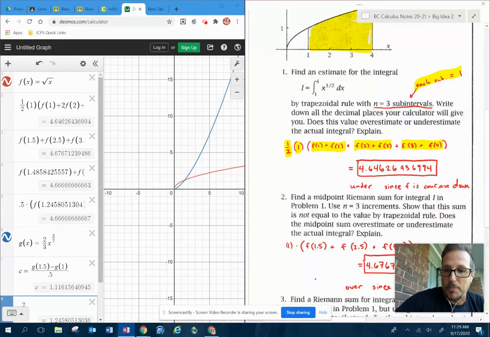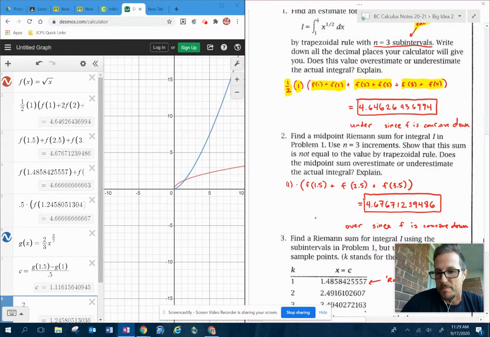We're going to do a midpoint Riemann sum. And before we even do it, we know a midpoint Riemann sum is going to be too big for a concave down curve. The midpoint of the first subinterval, 1 to 2, is 1.5. So I'm going to do f of 1.5 to calculate the height, and f of 2.5 and f of 3.5. Those are the 3 heights. Each of those subintervals still has a width of 1. And the calculations are over here in Desmos. So 4.67 and change is too big.